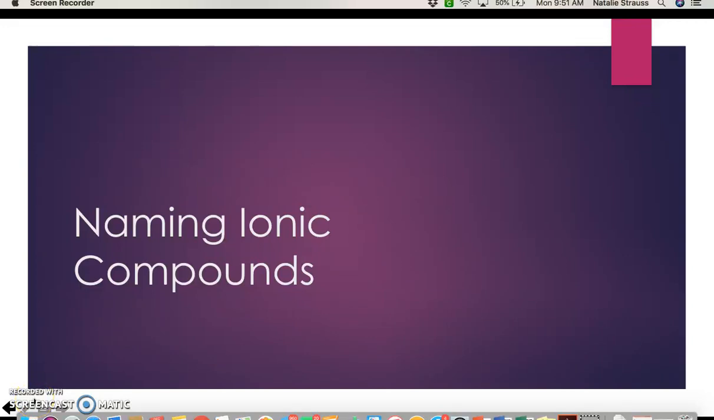Okay, today we're going to take a look at naming ionic compounds. So far we've looked at how ions form and how we form an overall neutral ionic compound. Now we're going to look at how we name them. Before we do that though, we're going to take a look at some review.